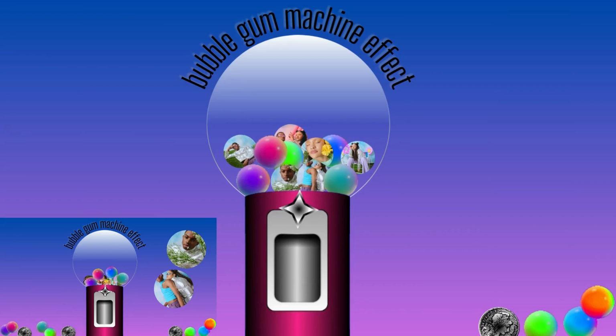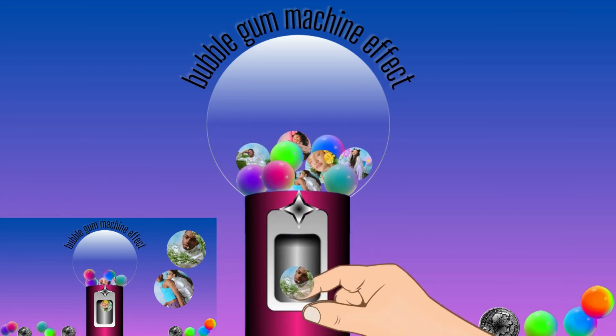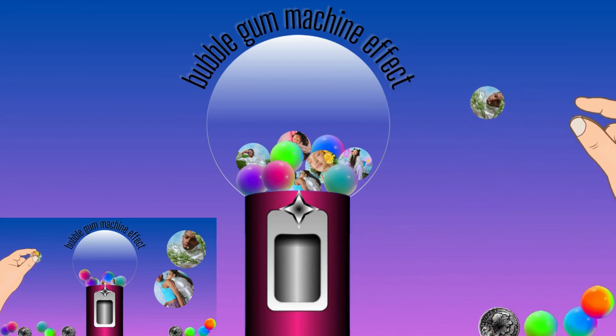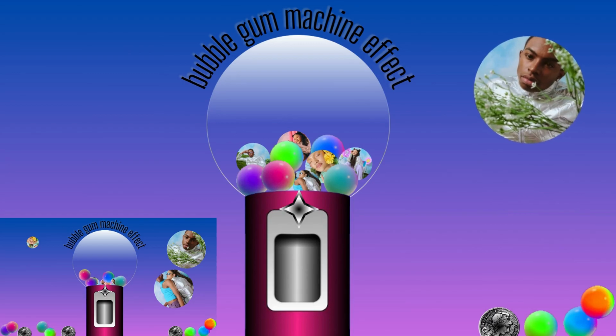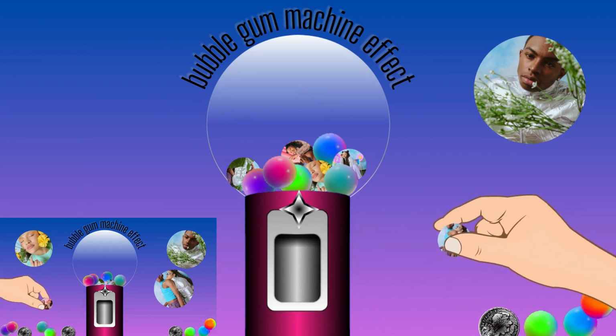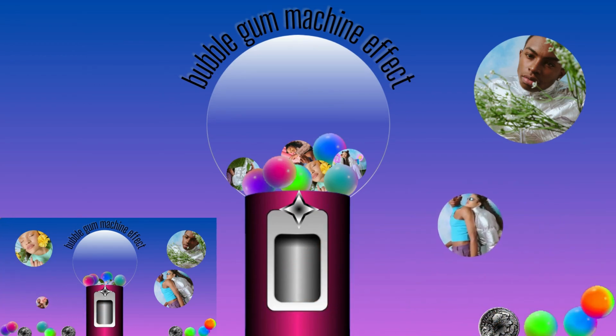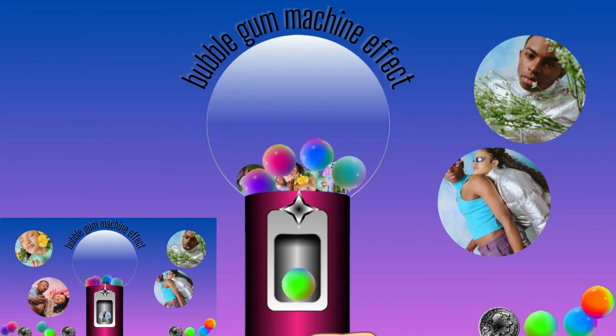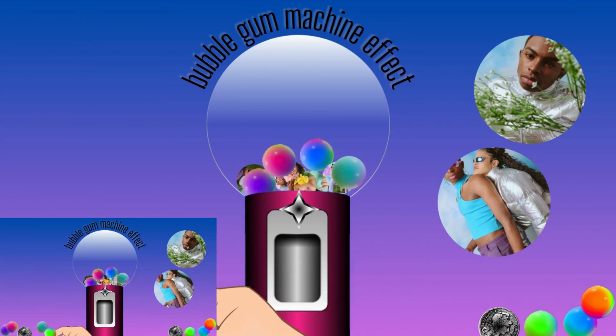Today I have another out of the box animation for you guys. It's the bubblegum machine effect. As you can see, the bubblegums or the balls or whatever are coming down and the little photos are coming out. It's just a weird, crazy thing that popped into my head. And I'm going to take you over to Canva and show you how my crazy mind works. So let's head on over.